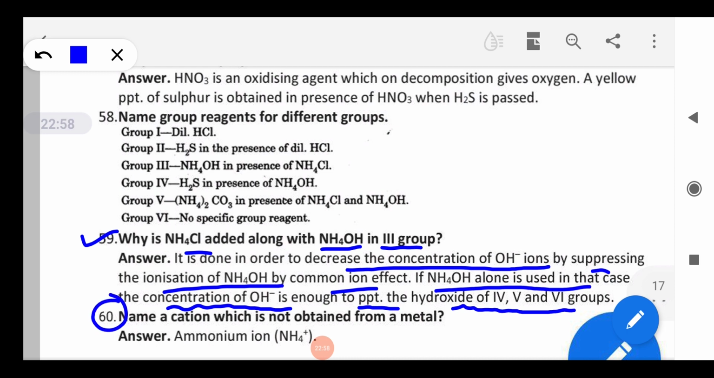Now question number 60. Name a cation which is not obtained from a metal. So it is only and only the ammonium ion. This was all about the viva questions from salt analysis.